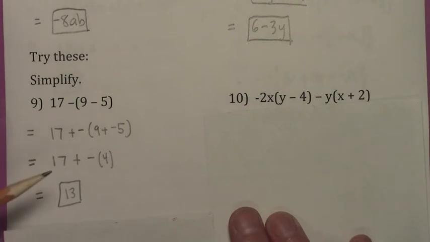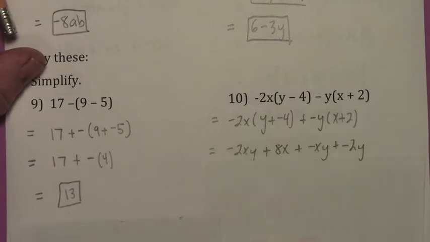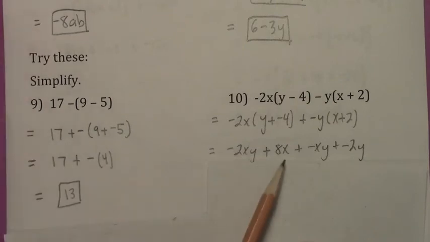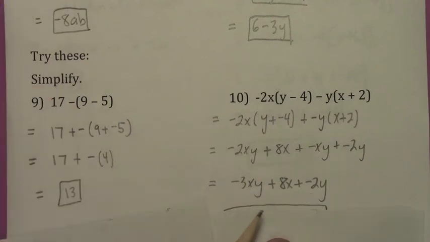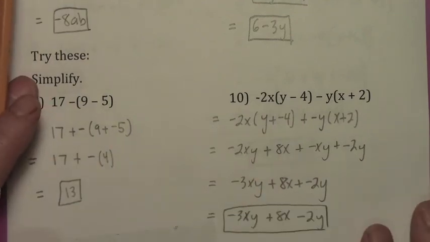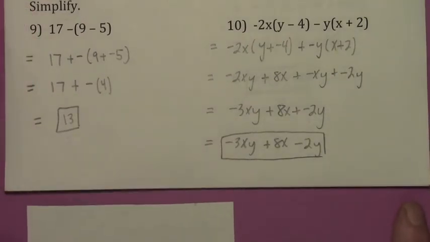Okay, on the first one, did you get 13? You change this to plus or negative, this to plus or negative, and when you simplify, you should have gotten 13. This one, when you change the additive form, you get this. And then when you distribute carefully, you get this. And then when you combine, you can combine the xy's, and that's it. Notice, you can't combine the x's or the y's, but just the xy's. You should have gotten 3xy plus 8x minus 2y.